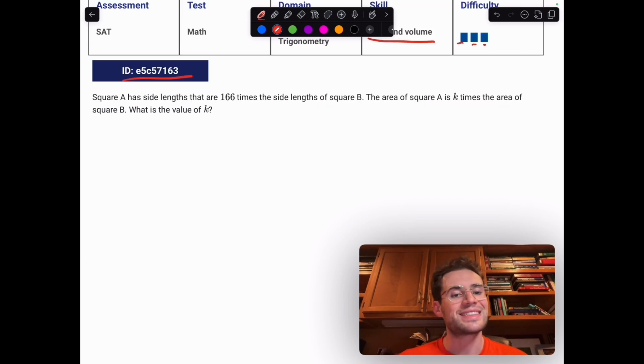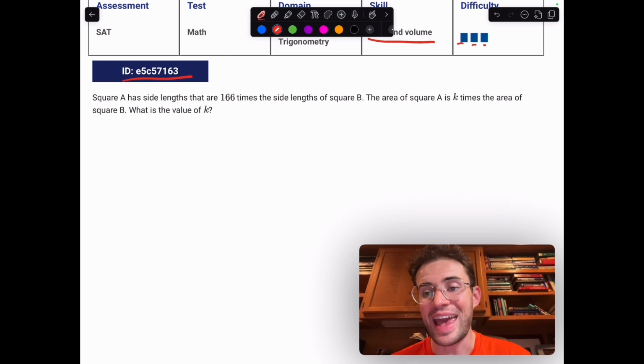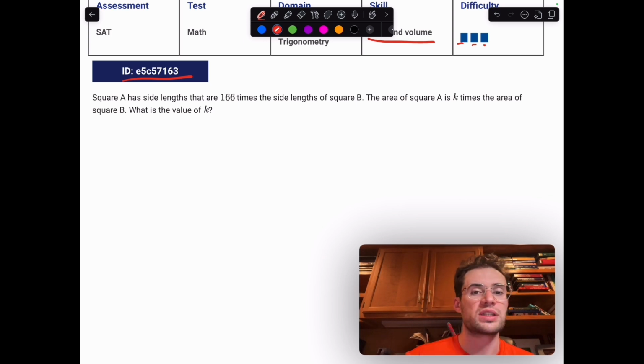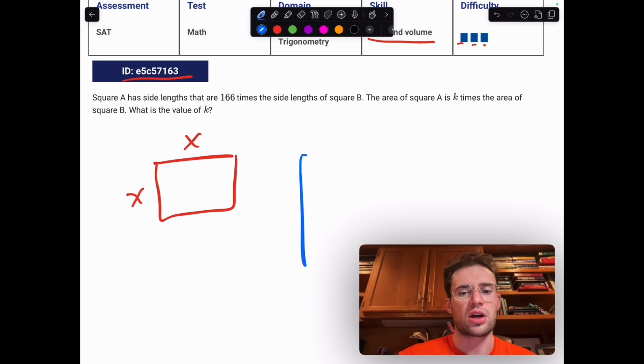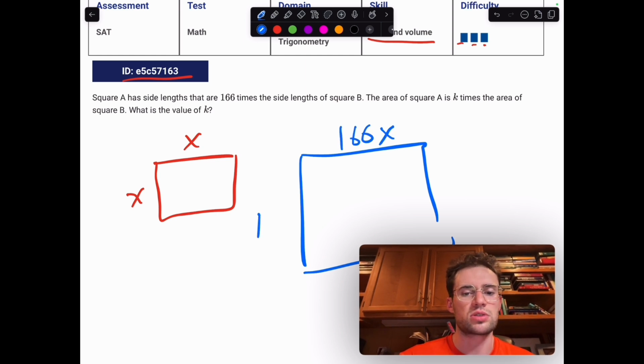Square A has side lengths that are 166 times the side length of square B. The area of square A is k times the area of square B. What is the value of k? All right, so this is just scale factor, specifically how it relates to area. So say one square was x by x, the other one has sides that are 166 times longer. So you could say that's 166x by 166x.